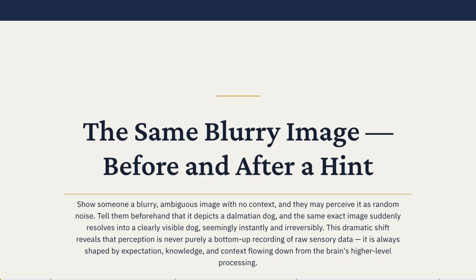Show someone a blurry, ambiguous image with no context, and they may perceive it as random noise. Tell them beforehand that it depicts a Dalmatian dog, and the same exact image suddenly resolves into a clearly visible dog, seemingly instantly and irreversibly. This dramatic shift reveals that perception is never purely a bottom-up recording of raw sensory data. It is always shaped by expectation, knowledge, and context flowing down from the brain's higher-level processing.